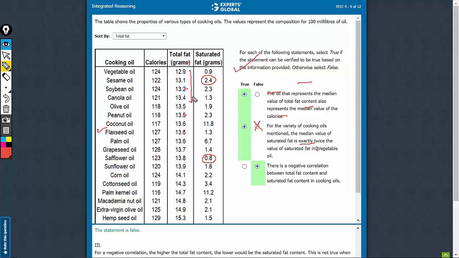This is increasing. If there were a negative correlation, as this increases, this should decrease. But it's not decreasing. See, it increased and then it decreased. These values are completely erratic. They don't show a correlation with the total fat, neither negative nor positive correlation. Therefore, this statement is also false.